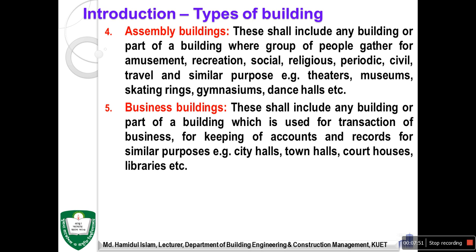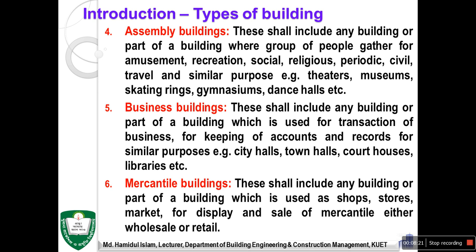And fifth, business building. This shall include any building or part of a building which is used for transaction of business, for keeping accounts and records, or for similar purposes. That means city halls, town halls, courthouses, libraries. A business building is a building used for transaction of business, for keeping accounts. That means bank buildings, and for keeping records, that means a library, for keeping books and records of the books. This is the business building.